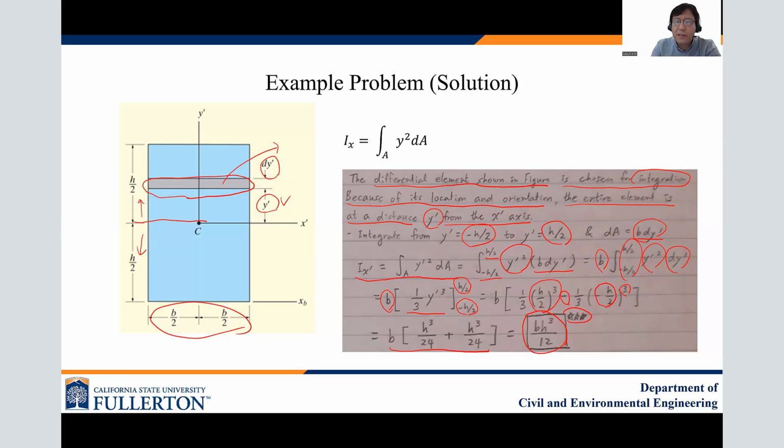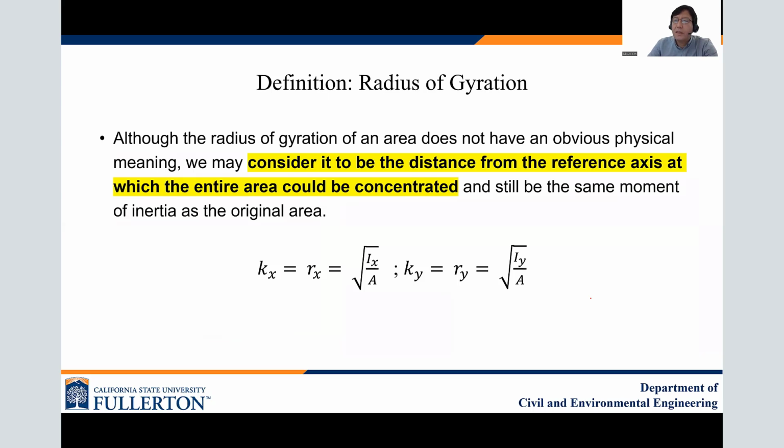This is very important. The moment of inertia for a rectangular area with width b and height h about the centroidal axis is b h cubed divided by 12. That equation is worth memorizing.